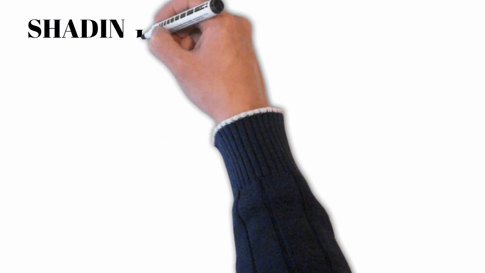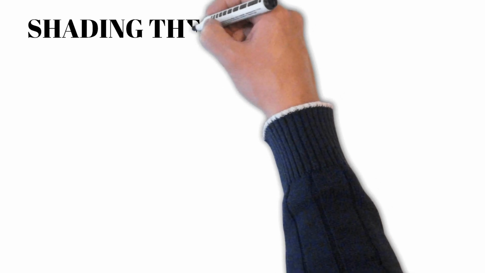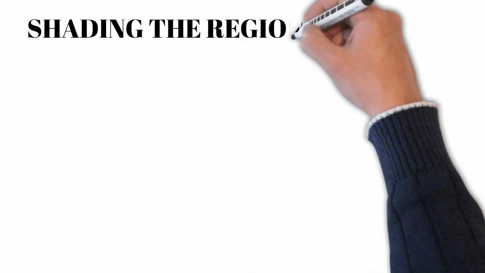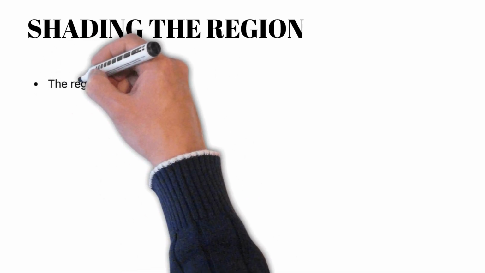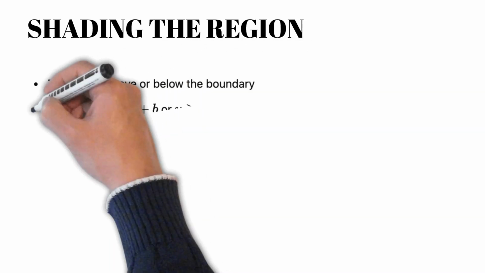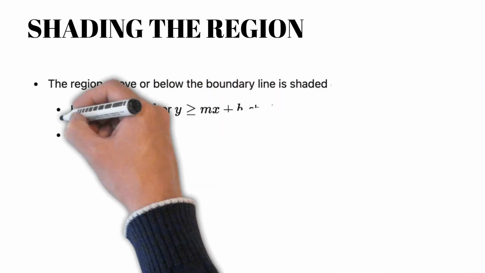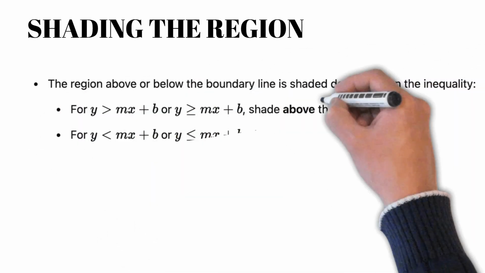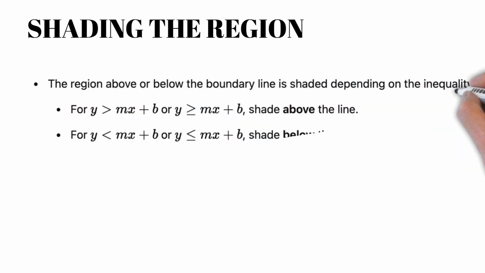Shading the region. When you have y is greater than mx plus b or y is greater or equal to mx plus b, the shading will be on top. And when you have y is less than or equal to mx plus b, the shading is below. This is very, very important when graphing: the shading and the boundary line.